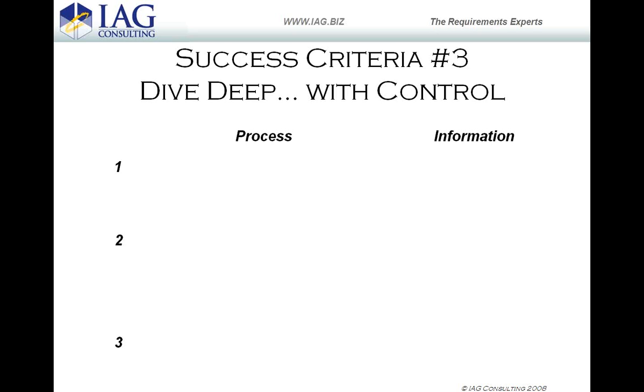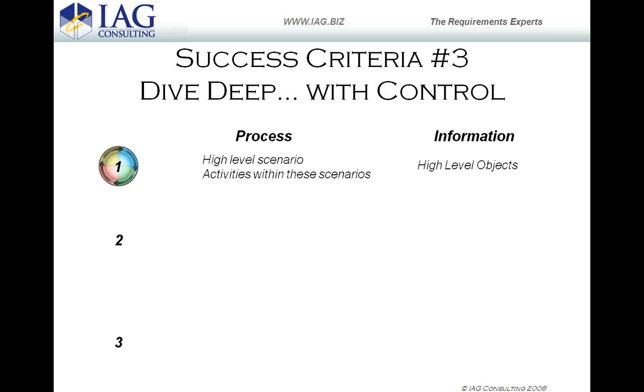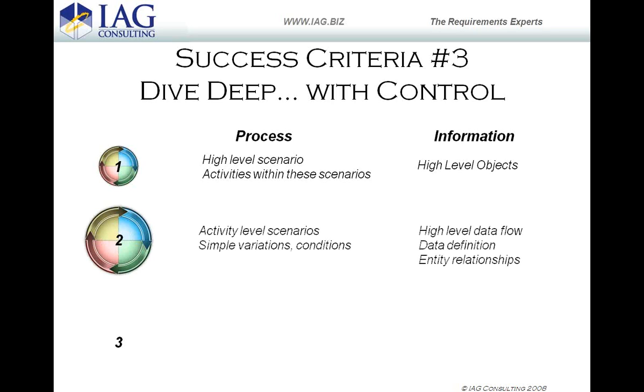You're going to evolve, and you need to have a structure where you say, the first thing we need to do is understand a certain level of information: the high-level scenarios. What is it that you're going to interact with, the activities within those scenarios, the high-level business objects involved. These are basic things you want to get an understanding of. The next level is activity-level scenarios, the simple variations and conditions that exist for each of those basic steps in the activities, or basic activities that you're performing.